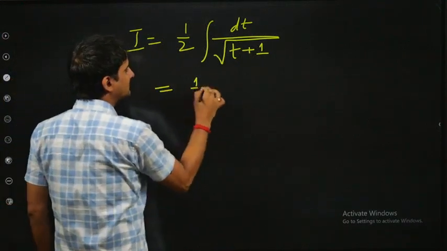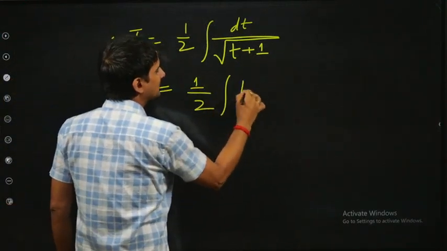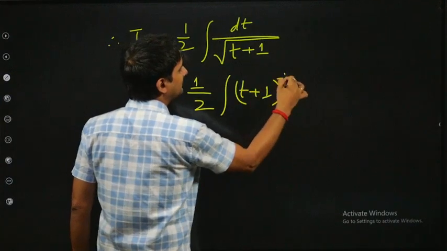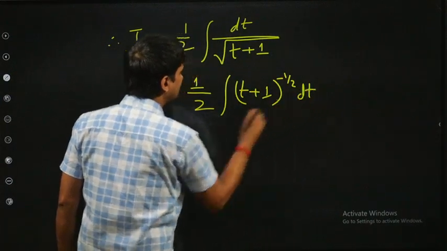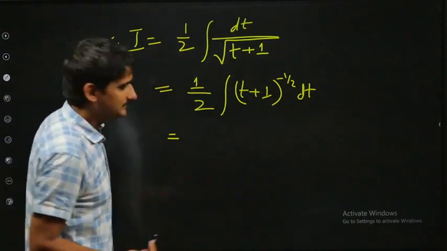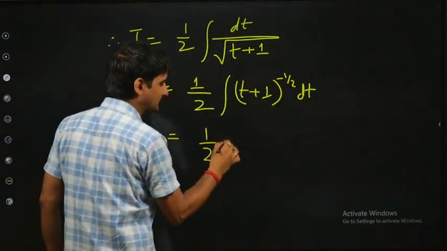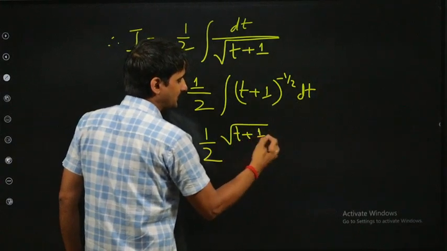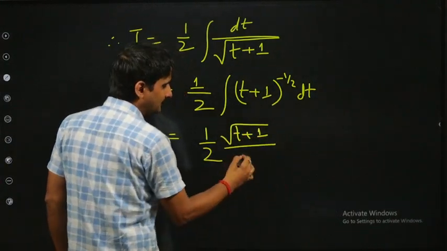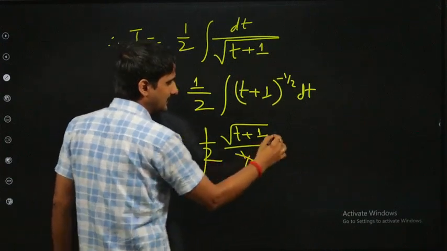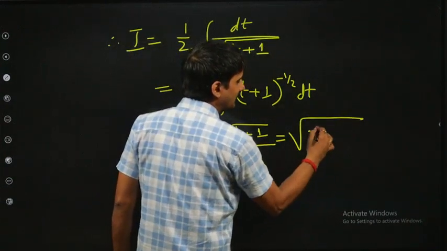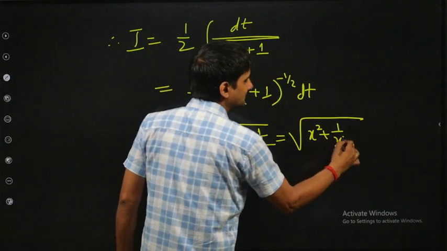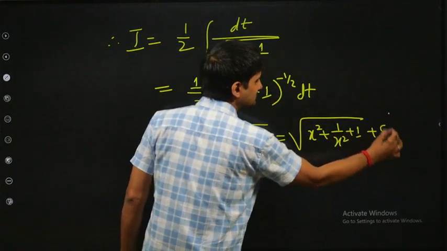So this is nothing but half times the integral of t plus 1 raised to the power minus half dt, and we know the integral of t to the n is t to the n plus 1 upon n plus 1. So it will be half times root of t plus 1 over half. So this half and that half get cancelled. So this is nothing but root of x square plus 1 by x square plus 1 plus c. That should be the answer.